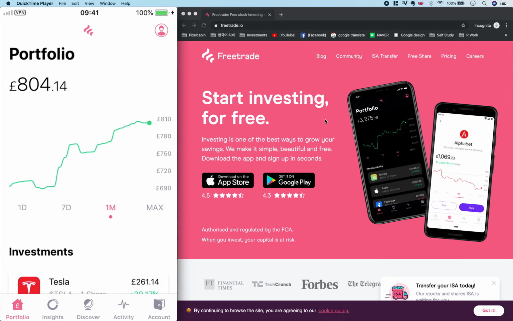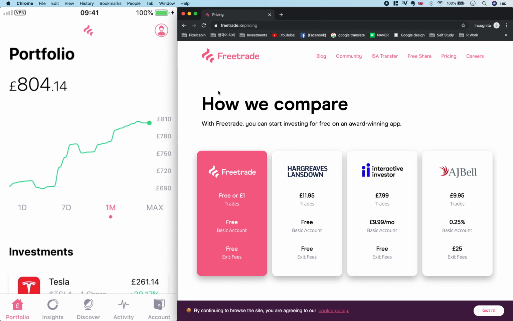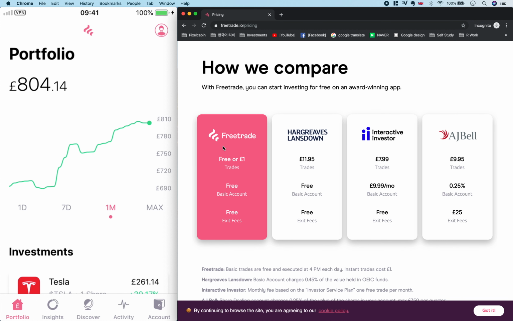So let's look a little bit more into the actual pricing tier and the different accounts that you can open within Freetrade. So, as mentioned on the home screen, we have the ability to have a basic account, and there's no fees, so no fees per month, no fees per year. So what does it mean here? Free or £1 for trades.